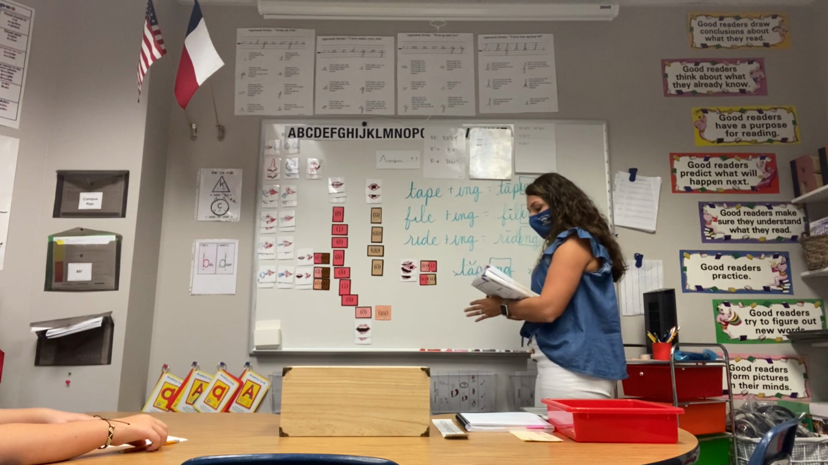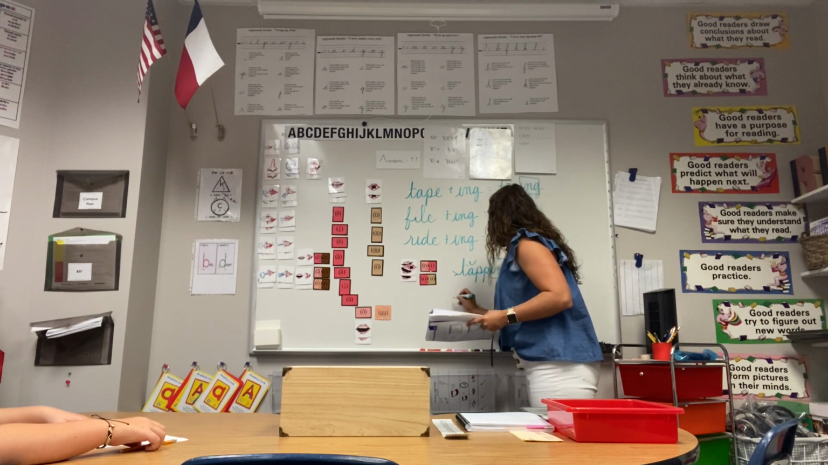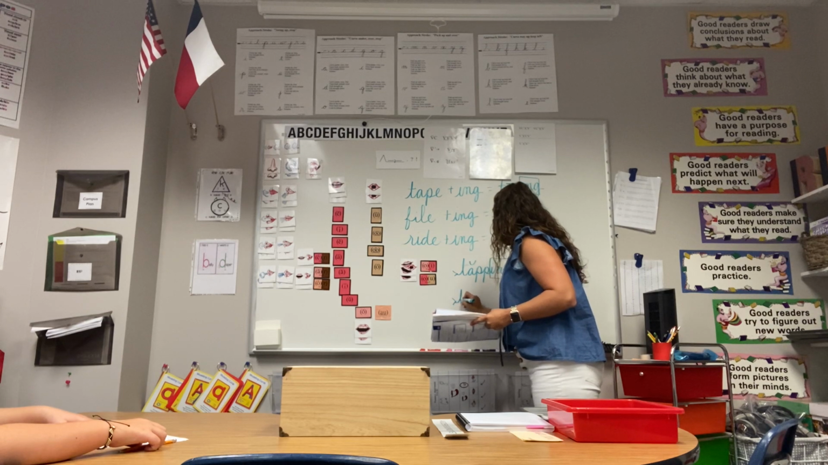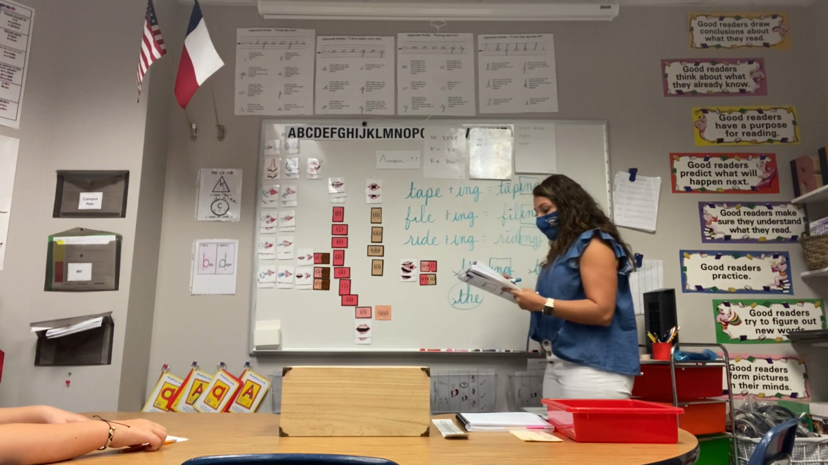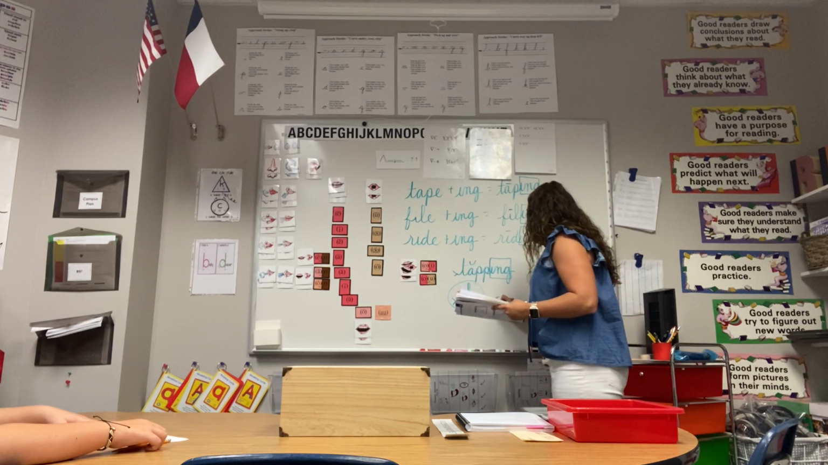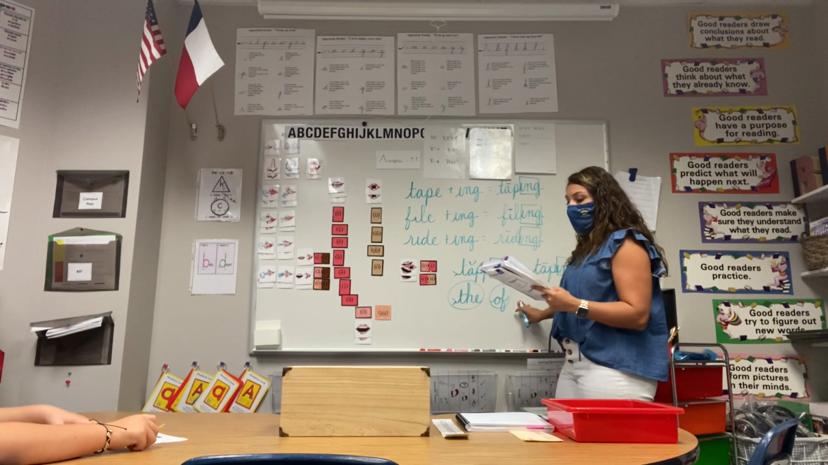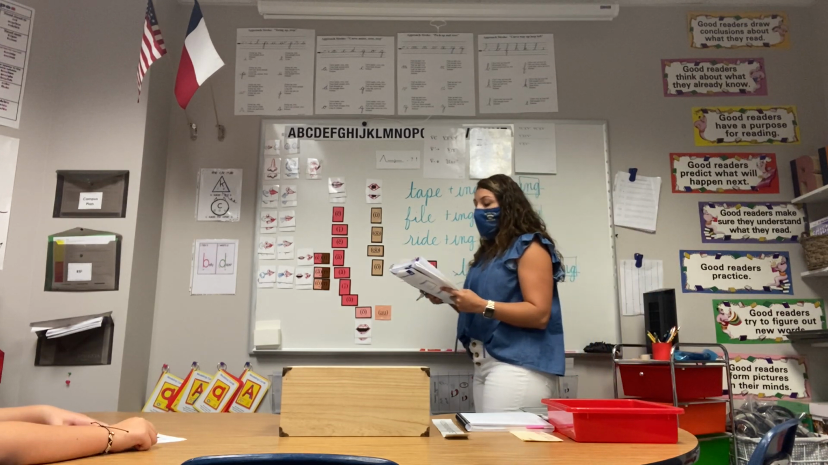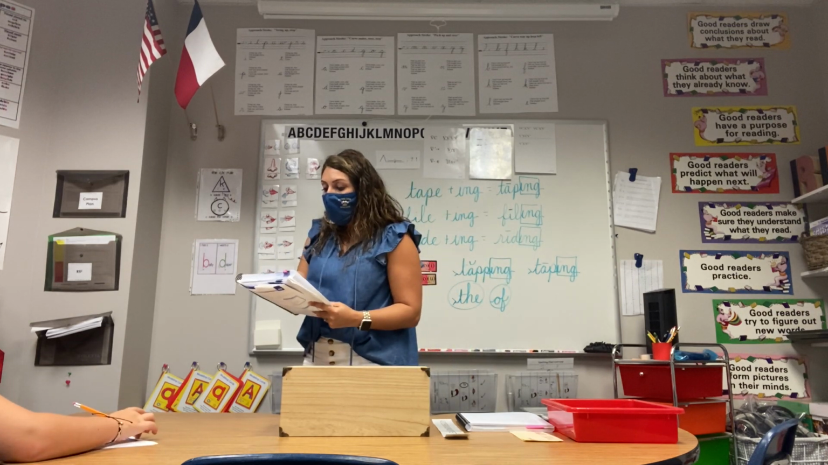Now we are going to see a few instant words in our sentences today. One of those that we're going to see is T-H-E, the, and we're also going to see O-F, of. And we know we don't code our instant words. We just circle them. So let's take a look at sentence 1 together. Okay, we'll code that one.